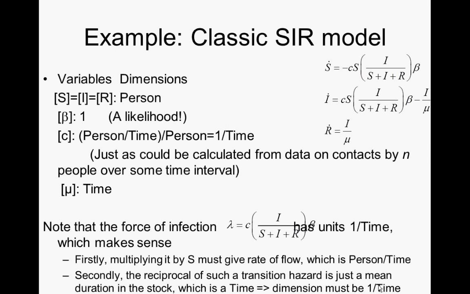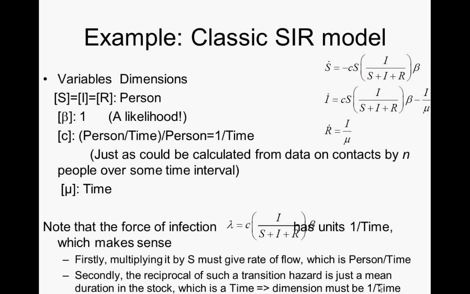What's the dimension of I? Person. What's the dimension of the denominator? Person. So what's the dimension of I divided by S plus I plus R? Dimensionless. Exactly. It's a fraction, right?